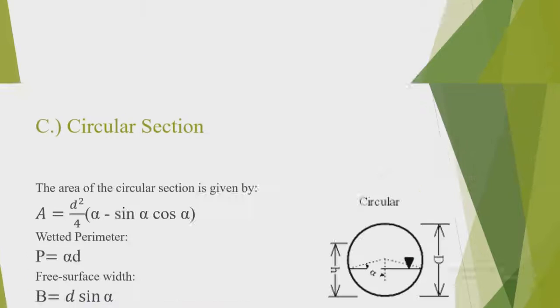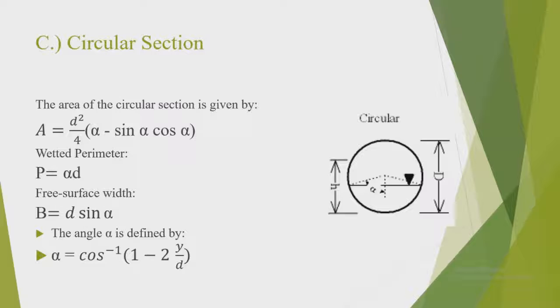Let us go now to the circular section. This section is one of the most commonly used in the free surface flows, such as in drainage and in sewer systems. Its area is given by the equation A equals d squared over 4 multiplied by alpha minus sine alpha multiplied by cosine alpha, wherein alpha is equal to the arc cos of 1 minus 2 multiplied by y over d. Its wetted perimeter is given by the equation P equals alpha multiplied by d. Its free surface width is given by the equation B equals d multiplied by sine alpha.